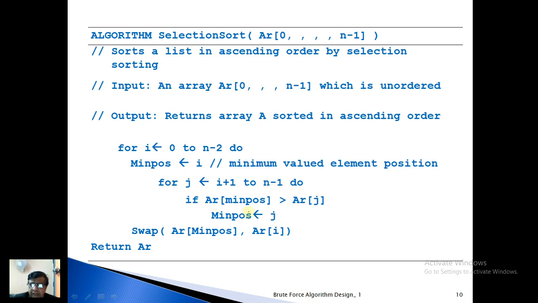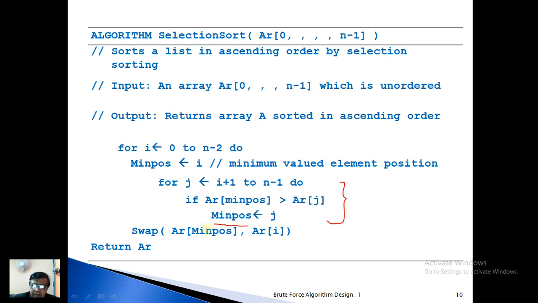If AR of min position, the assumed position, the element found in the assumed position, the very first position in the first iteration, the second position in the second iteration, is greater than AR of j, the next element, then min position is not the assumed position. It no longer remains to be the assumed position. Min position will actually become j. That means after the completion of the inner for loop, what comes out is the real min position, where the real minimum valued element is residing.